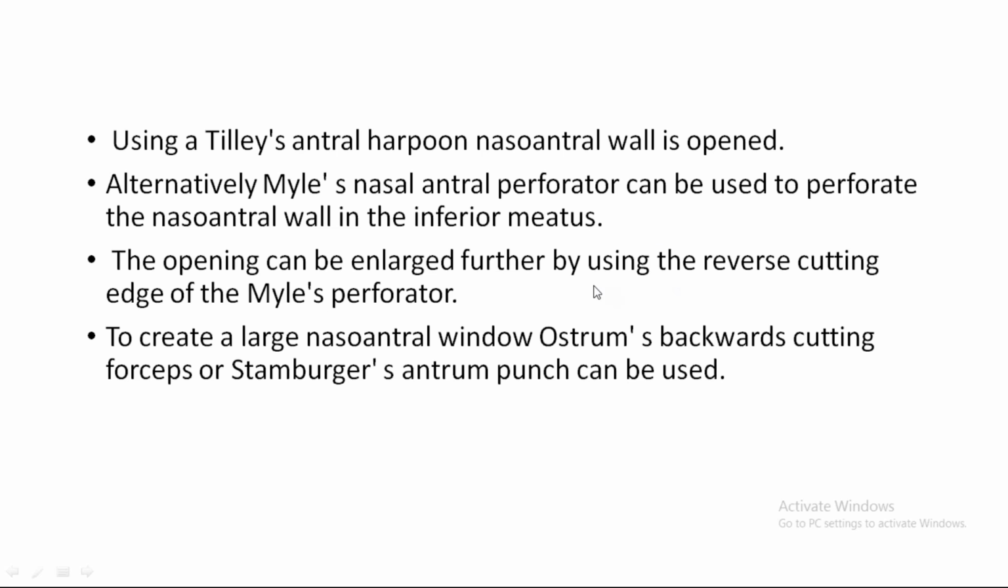The opening can be enlarged further by using the reverse cutting edge of the Miles perforator. So to create a large nasoantral window, Ostrom backward cutting forceps or Stamberger's antrum punch forceps also can be used to enlarge the opening. You have to make it sufficiently large, because post-operatively, it is seen that it shrinks a little bit. So if you are reluctant to make a good opening and have made a small one, then very likely it might close post-operatively. So you have to be very, very careful.